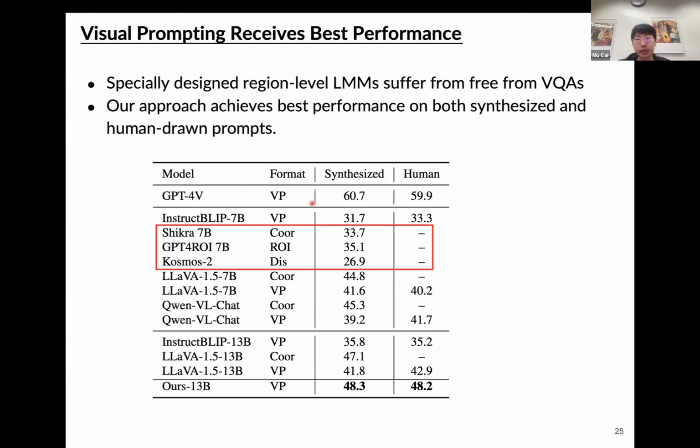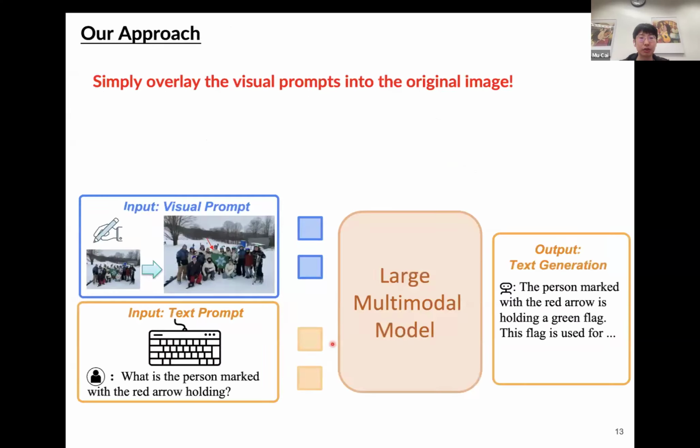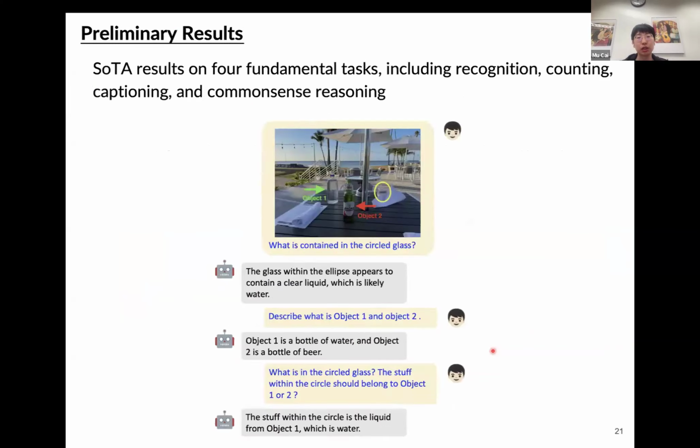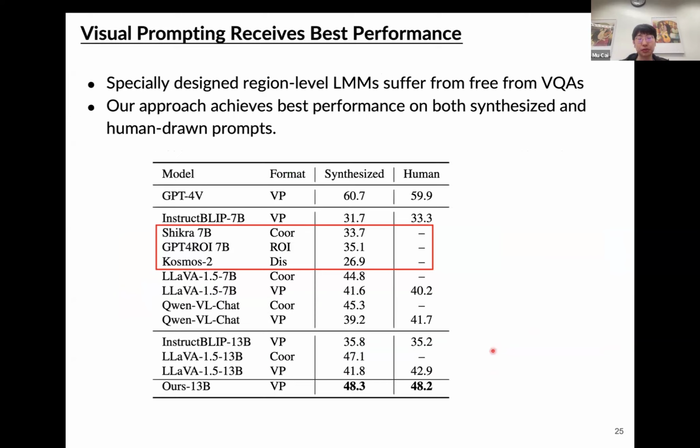We use GPT-4 as a judge and do benchmarking over our newly curated dataset. And we found that our model is only inferior to GPT-4V, which is a strong upper-bound baseline for us. But previous models like Shikra, GPT-4 ROI, or Cosmos show pretty weak performance, even weaker than image-level models like Llama, Qwen, or InstructBLIP. We suspect that such specific designs of visual prompts for regions, like the textual representation or the discrete tokens, may make the model overfit to the region-level training data. And our work, which does not rely on specially designed visual prompt encoders, can actually maintain performance compared to image-level understanding.